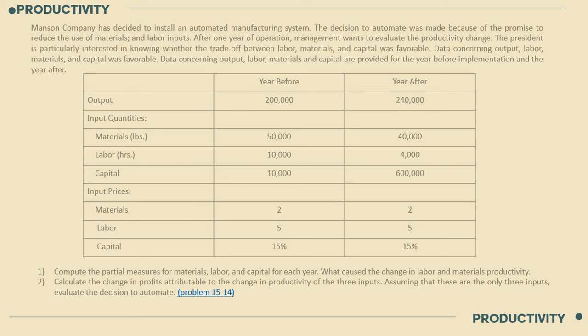So here are the requirements. Number 1, compute the partial measures for materials, labor, and capital for each year. And what caused the change in labor and materials productivity? And number 2, calculate the change in profit attributable to the change in productivity of the 3 inputs, assuming that these are the only 3 inputs. Evaluate to automate. So let us compute this problem in Excel.